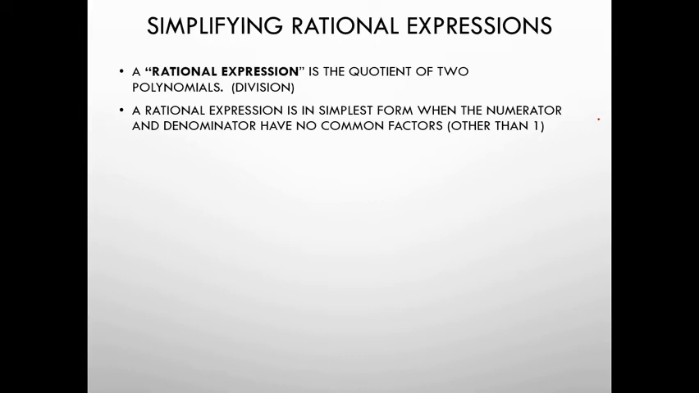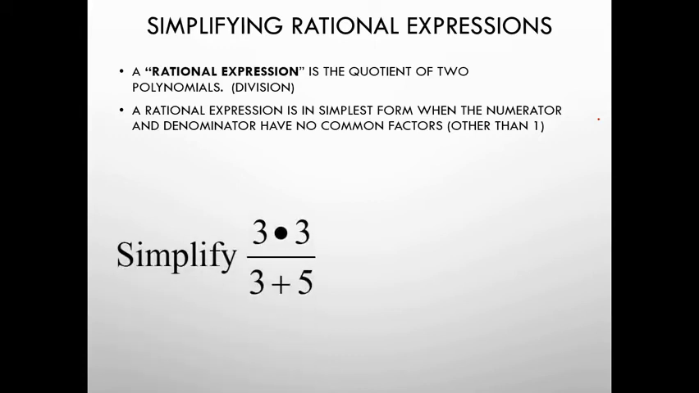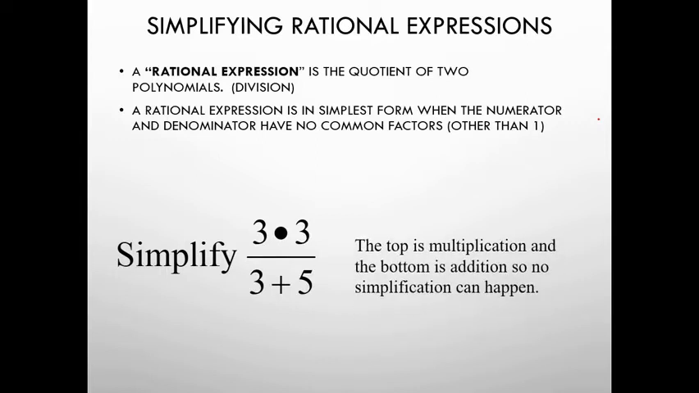So again, if you look at this one though, we have 3 times 3 on top, but notice we have 3 plus 5. So the top is multiplication and the bottom is addition. So no simplification can happen. You cannot cross out the 3's.